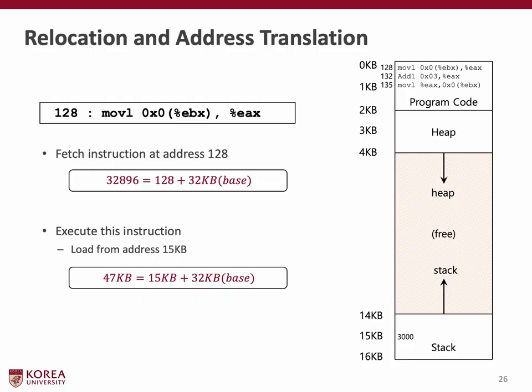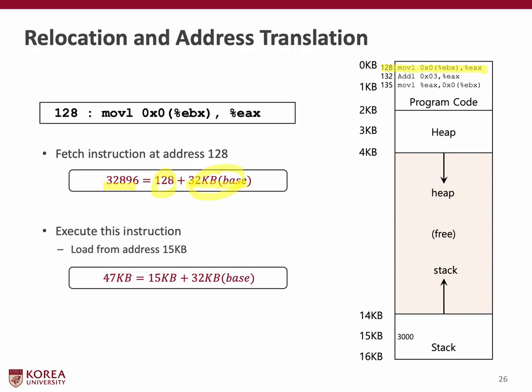Okay, then let's go back to our earlier instruction example. Here, the first instruction is located at virtual address 128. And if the base register is 32 kilobyte, then the MMU translates the address of the first instruction to physical address 32,896. That is the sum of this one and this one.